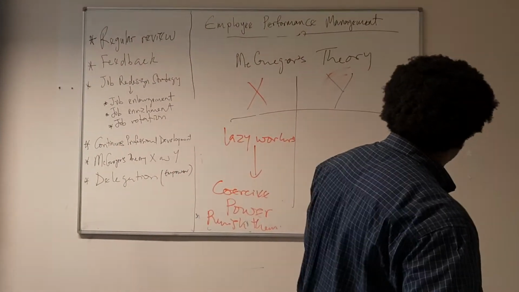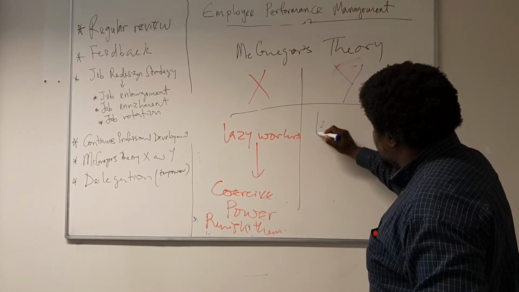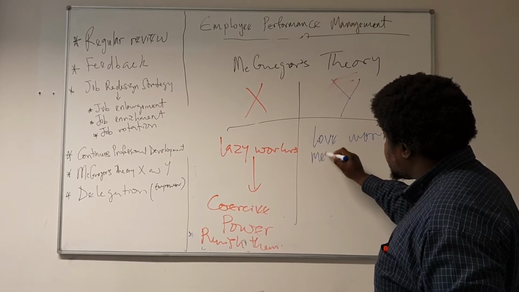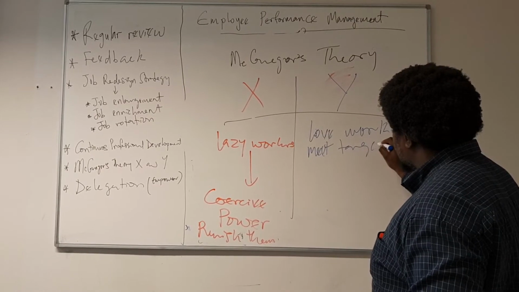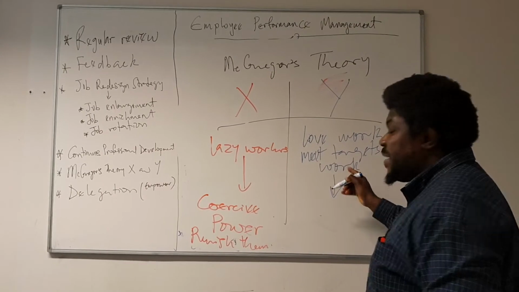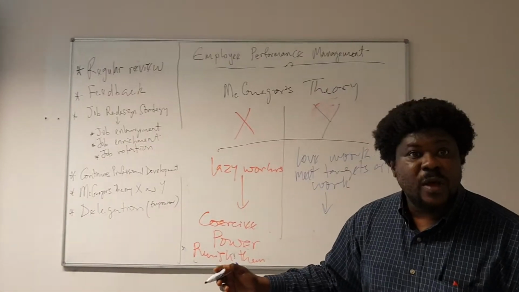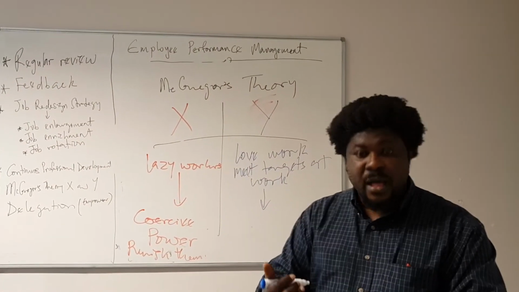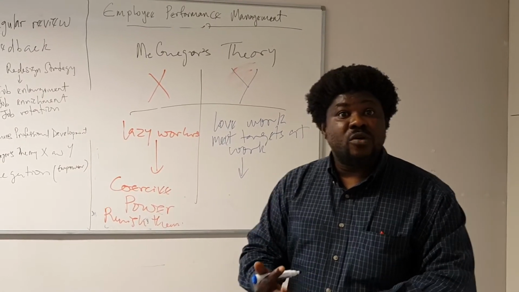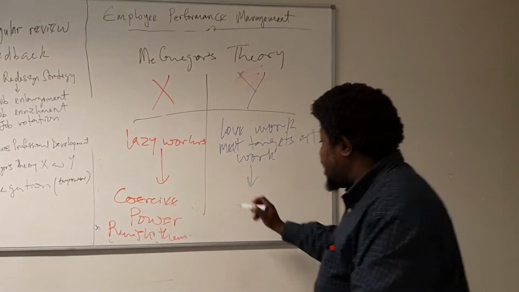On the other hand, you have the theory Y kind of workers. These guys love work, okay? They meet targets at work. With these kinds of workers, McGregor suggests that we use the kind of power called reward power. So as a manager, you have got coercive power, you have got reward power, you've got legitimate power, you've got reference power, and you've got expert power. But now we are just talking about coercive power and reward power.